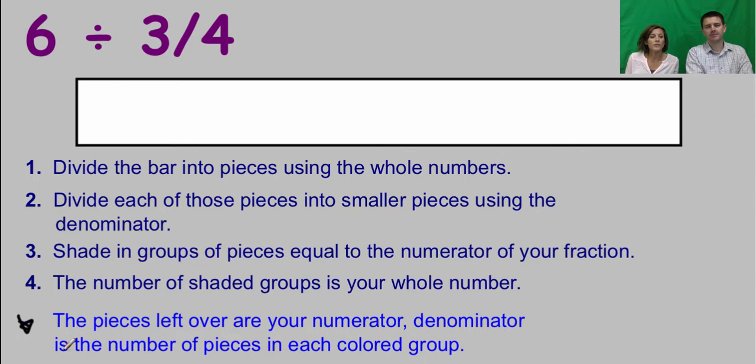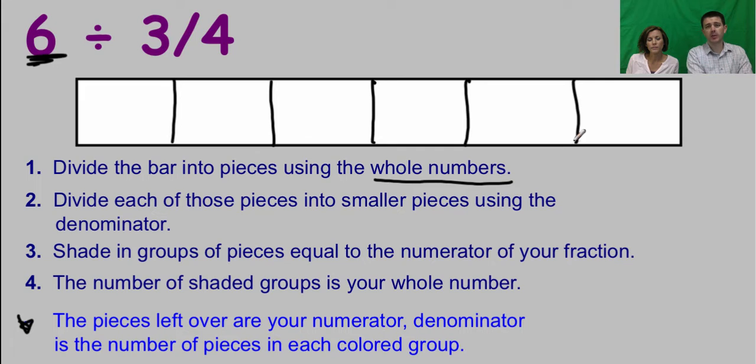All right, the first thing we're going to do is to divide the bar into pieces using the whole number, that first number in the problem. And that's 6. So we need to make 6 equal parts in our bar diagram or our big rectangle. So use that eraser where you need to get the bar as equally divided as you can. Doesn't have to be perfect, but it should be pretty close for you. So now we have 6 equal spaces, and we need to divide those into 3/4.